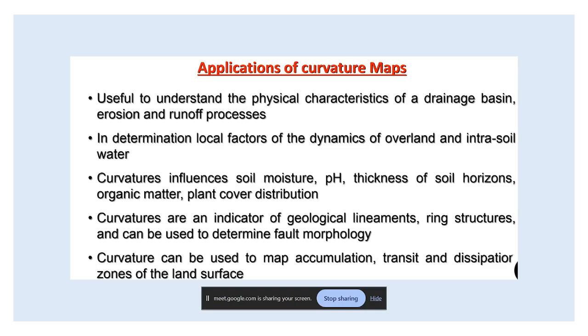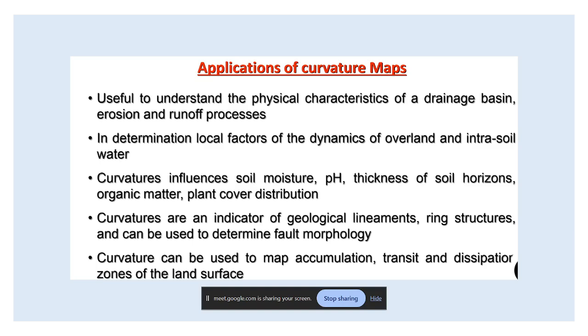In determination of local factors of the dynamics of overland and intra-soil water, like you might have water over the surface or within the soil. So what all things does it influence? Curvature also influences the soil moisture, the pH, the thickness of soil horizons, organic matter, plant cover distribution, etc. The curvatures are an indicator of geological lineaments, ring structures, and can be used to determine fault morphology.